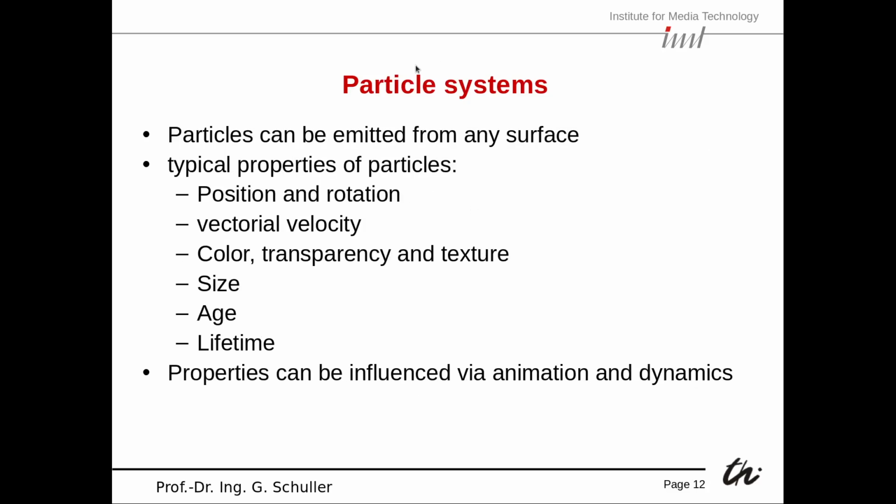Yeah, then we have particle systems. So particles can be emitted from any surface, and typical properties of these particles are a position and a rotation. So we have a vectorial velocity, we have color, transparency, and texture, and we have a size of those particles and the age and the lifetime. Right? For instance, if you have smoke, those particles emit from a fire, but then they die after a certain lifetime. Yeah, and these properties can be influenced via animation and dynamics.